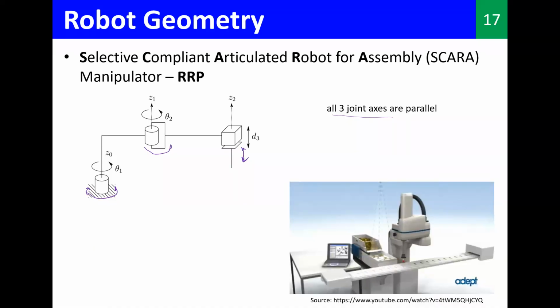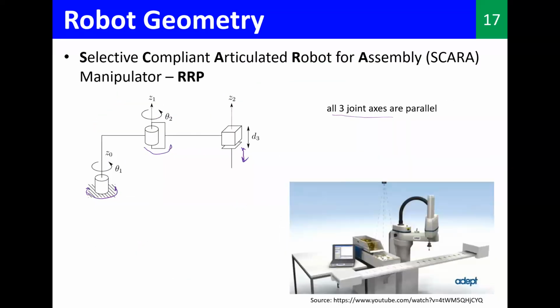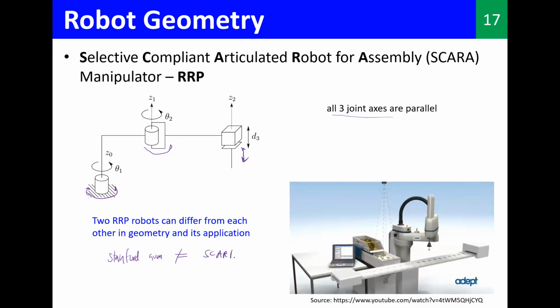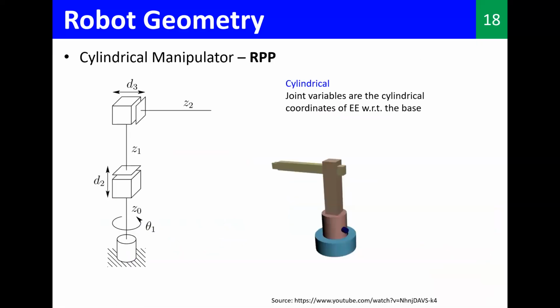Another thing is, this is also RRP and the previous one is RRP, right? So two RRP robots can differ from each other. So now you know the reason, right? So previously we had the Stanford arm, and this is not the same as the SCARA, even though both are RRP robots, right? That's pretty obvious. So moving on to the next one.